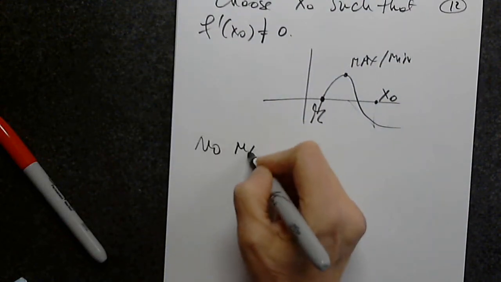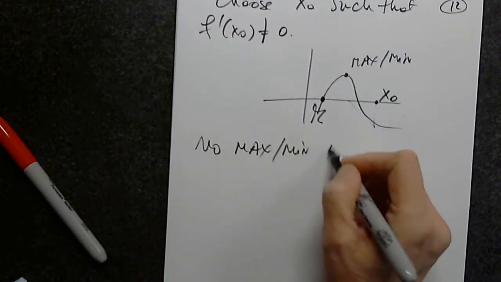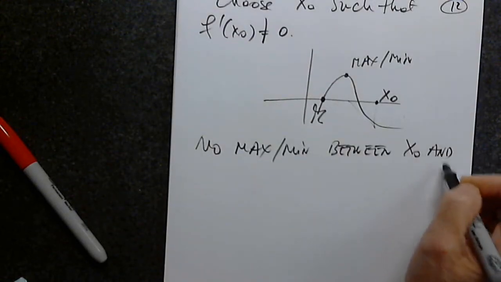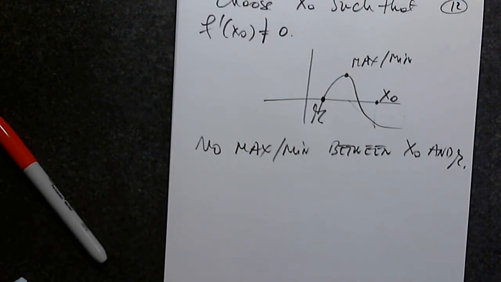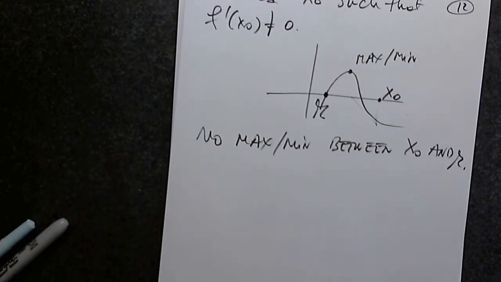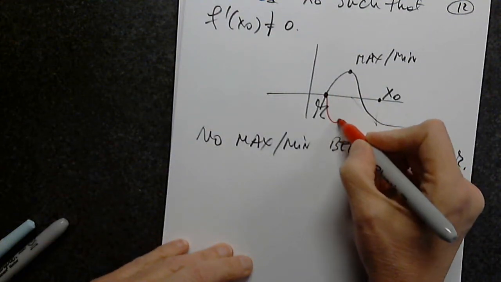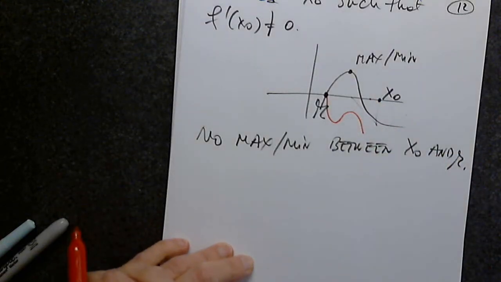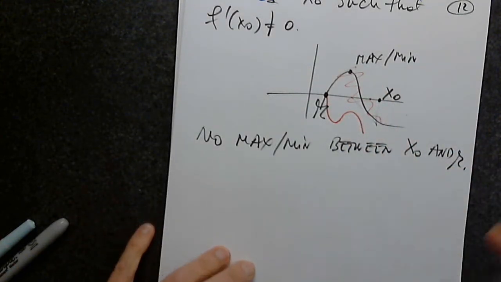So no max or min between x0 and r. If you choose x0 in such a way that there is a max or a min between x0 and r, we're in trouble. The method will not converge. So you would get a root, just not the one you're looking for. You can have this like this, and you start here, and the method will never converge. It doesn't have to have another root. I confused you with that.